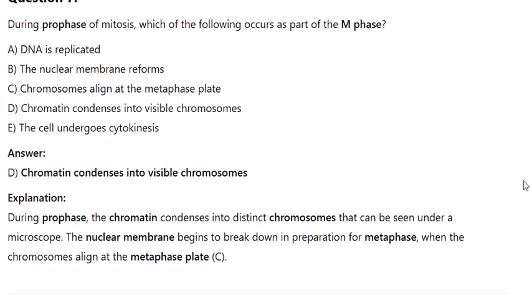Explanation. During prophase, the chromatin condenses into distinct chromosomes that can be seen under a microscope. The nuclear membrane begins to break down in preparation for metaphase, when the chromosomes align at the metaphase plate.